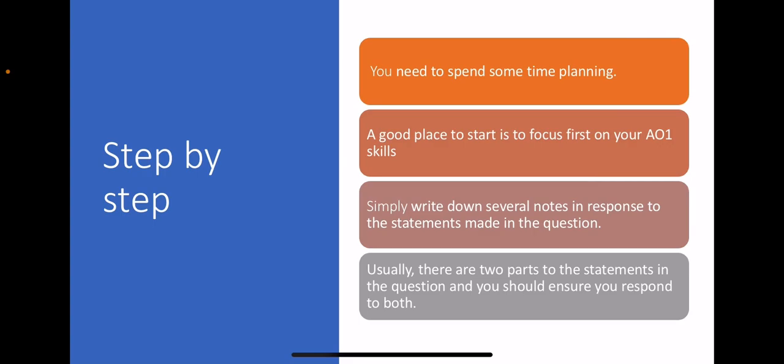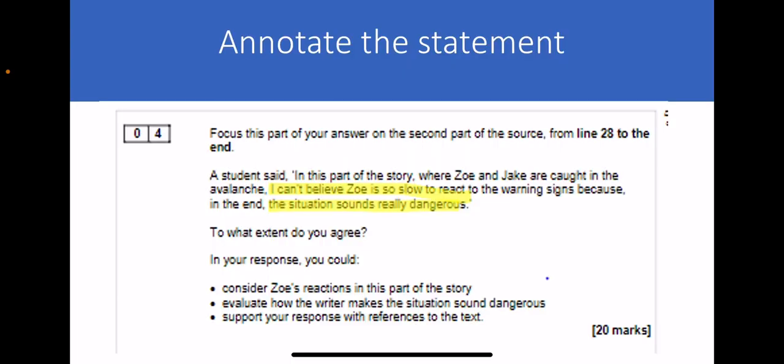Hopefully, because this is revision, you will know this already and it is just reminding you, but there are 2 parts to the statement in the question, and you should ensure you respond to both. So I've highlighted those 2 things here. The first point that you can argue about is the not being able to believe that Zoe is slow to react. The second part is about the situation sounding really dangerous. As I said before, those are the things that you can find a pit hole in.